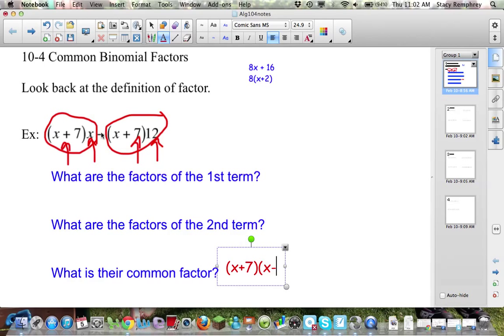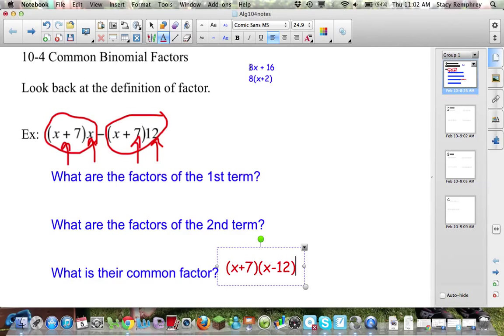Minus, just like here, that plus was brought down, minus. Now let me go to this term. I divided it by x plus 7. What do I have left? 12. So to factor this completely, you look for the common factor in each circle, and you factor that out, and that leaves you with x minus 12.